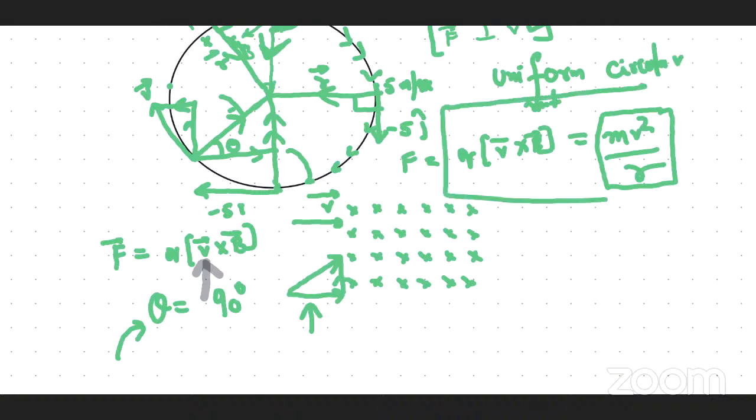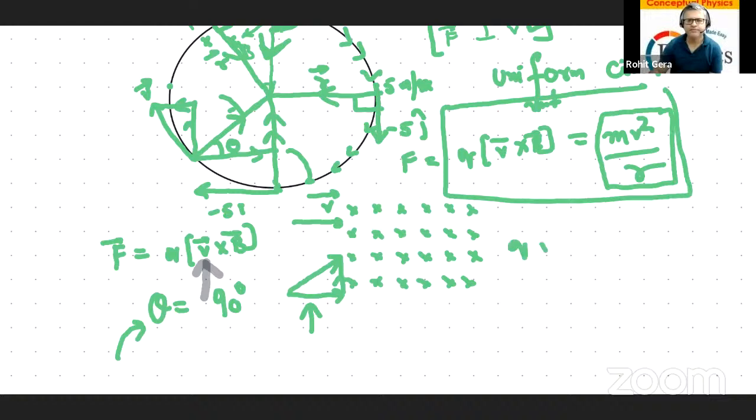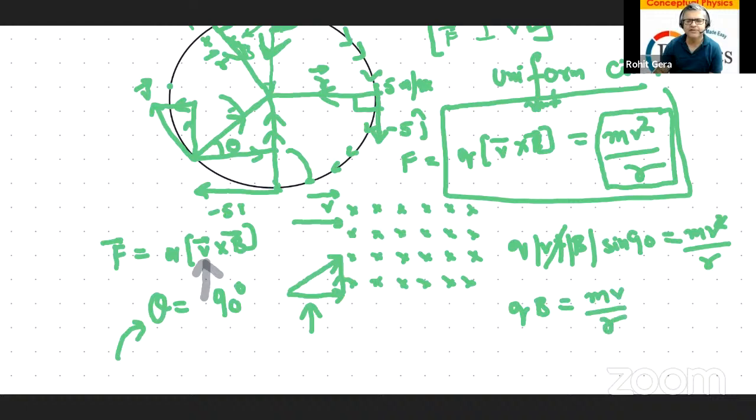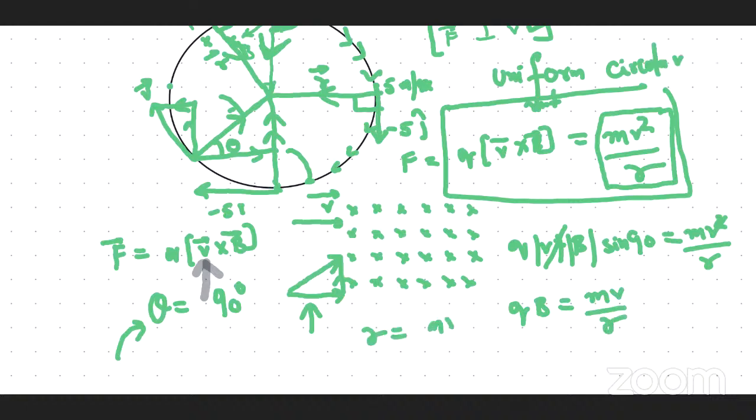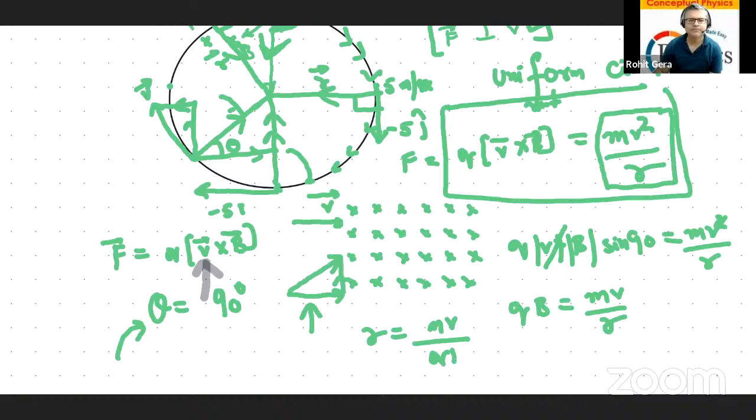which means you will write Q V B sine 90 is equal to mv square by r. V will get cancelled. So QB is equal to mv by r. And you can find the radius of the revolution, which will not change. The mass of the charge will not change.